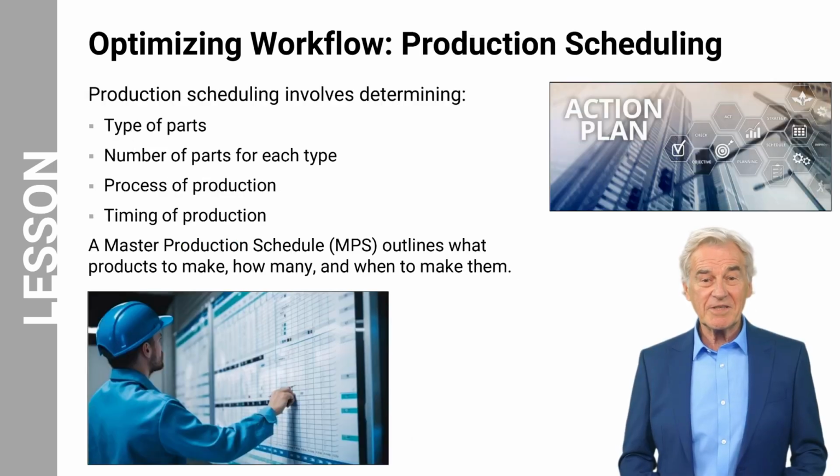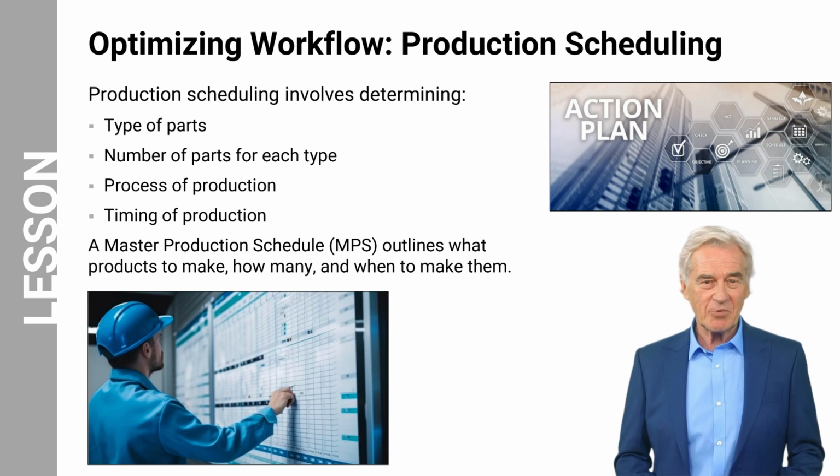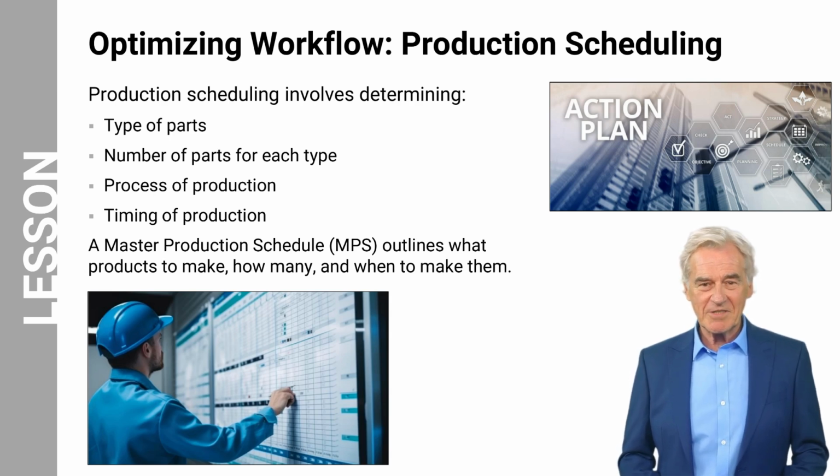When planning production, the company should determine what parts or products are being produced, number of parts of each type, the process of production, and the timing of production. This information, along with a list of products and quantities, will be incorporated in the aggregate schedule, also referred to as the master production schedule or master schedule.